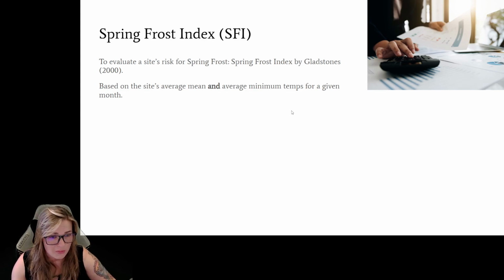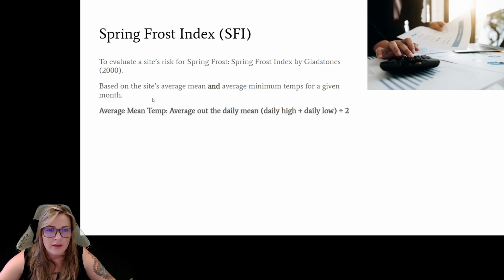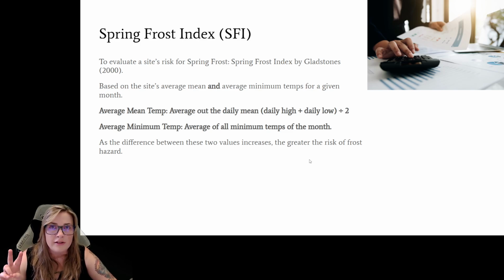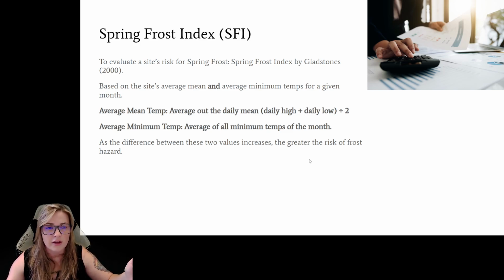So in addition to having a weather station, you can calculate the Spring Frost Index with a couple different things. You would take the site's average mean and average minimum temperatures for a given month. You would calculate both of these things, so average mean temperature and average minimum temperature. So you average out the daily mean, so daily high plus daily low divided by 2, and then average all minimum temperatures of the month. If the difference between these two values increases, you'll have the greater risk of frost hazard.